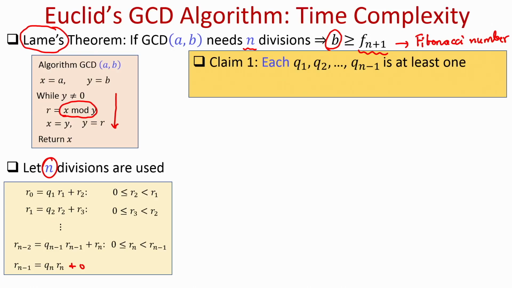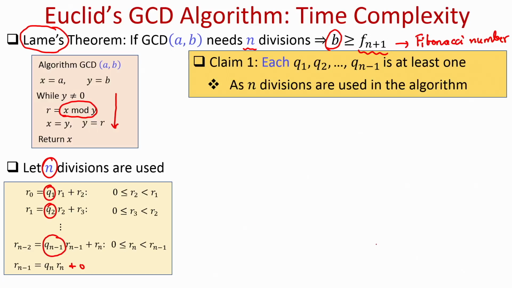So, my claim is that each of these quotients q1, q2, up to q(n-1) is at least 1, and that is a trivial fact, because at the first place we have used n divisions to get the output of Euclid's algorithm.